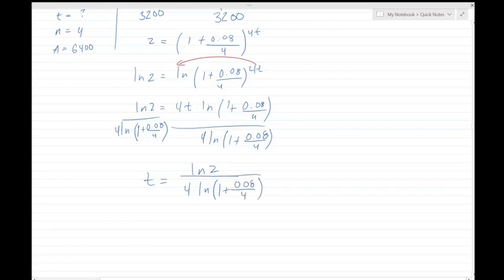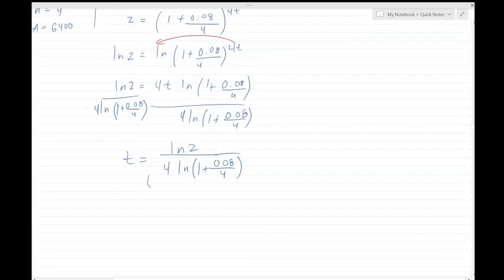At this point, I recommend solving little by little to simplify that, or if you feel very confident, plugging this into the calculator, then go ahead and do that. And we get t equals 8.75, but we're supposed to round to the nearest tenth, so 8.8 years.